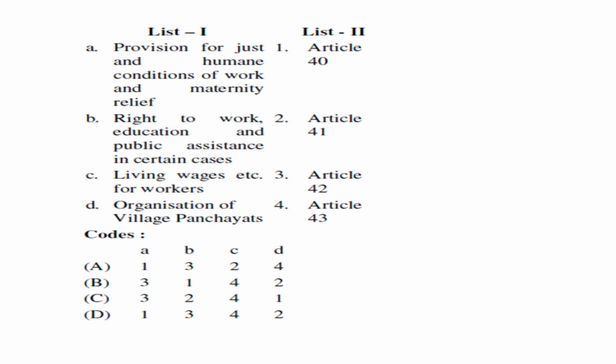Next one is match the following. So, from the list one, first one, A question is provision for a just and human condition of work and maternity relief. So, from the list two, right matching for option A is 3. That is Article 42 is actually dealing with provision for just and human condition of work and maternity relief. And B, right to work, education and public assistance in certain cases. From list two, matching is Article 41. C, living wages, etc. for workers. Matching option from list 2 is Article 43, and organization of village panchayat. Matching option from list 2 is Article 40. So from the code, right answer is option C.